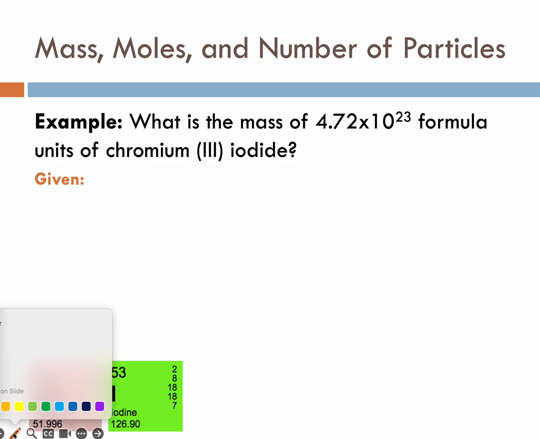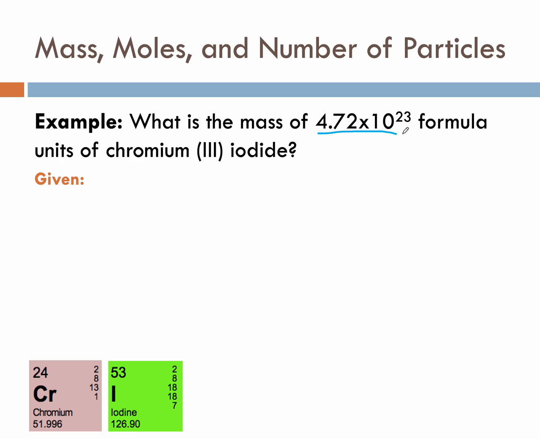When you're writing down given, I would recommend starting by looking at any numbers you have in the question. So this 4.72 times 10 to the 23, what is that number? Well, it's a number of formula units, so that would mean it would be capital N, the number of particles you have, which could be number of atoms, number of formula units, or number of molecules. So we write it down as a given. Make sure that you write down its unit. Its unit is capital N.